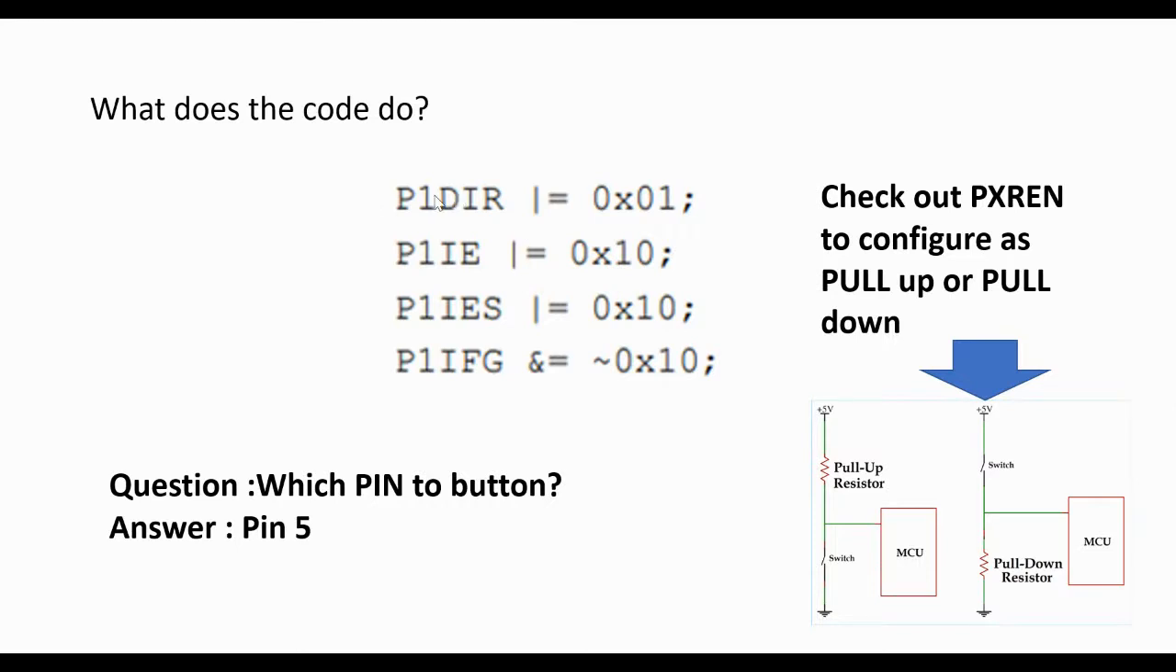Now, the previous question: for the port 1 direction, you use bit masking to set this as hex 0x01. If you expand this to binary, take out a piece of paper and expand it, it will be equal to 0000 0001. It means I only set the final bit as 1. Now 1 means you configure that particular pin as output and the rest as input.